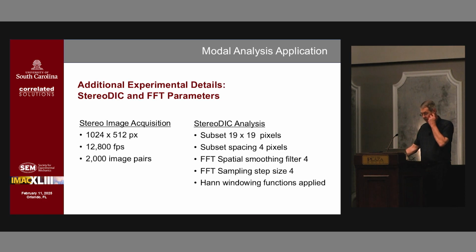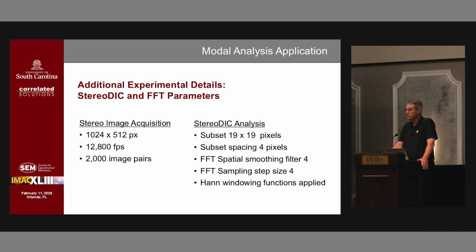Now, back to the DIC part. In this particular application, we doubled the frame rate to 12,800, reduced the resolution, 1024 by 512. We don't need much vertical. We're interested in what's going on horizontal, so it doesn't hurt as much. We used 2,000 image pairs. We could use a lot more. We just used 2,000 for this example.